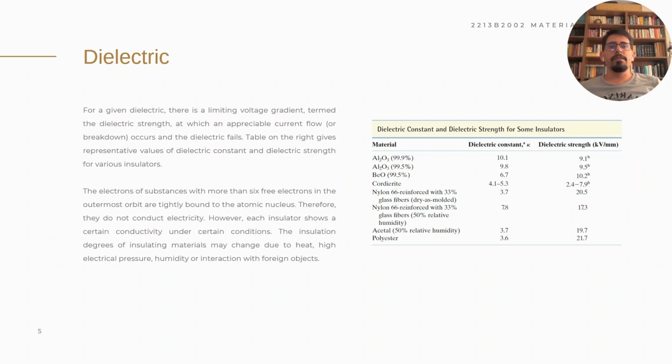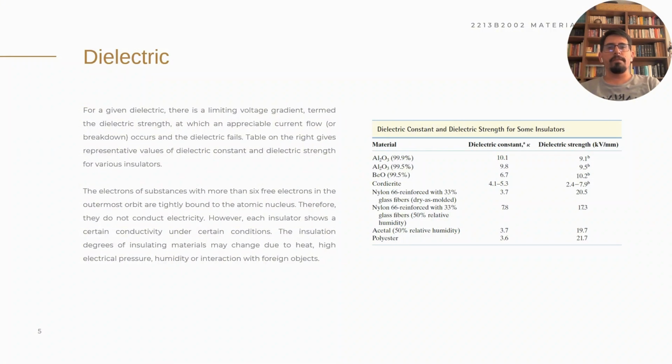On the right, you can see a table that gives us real examples. Materials like alumina, beryllium oxide, nylon, polyester, and others. For each material, we are given two important numbers. The dielectric constant, which tells us how well it can store energy in an electric field, and the dielectric strength, which is measured in kilovolts per millimeter and tells us how strong the material is against electrical breakdown.